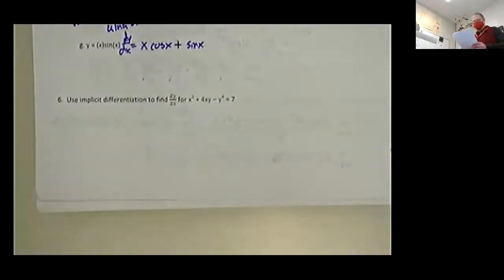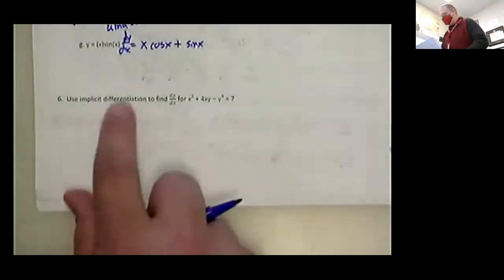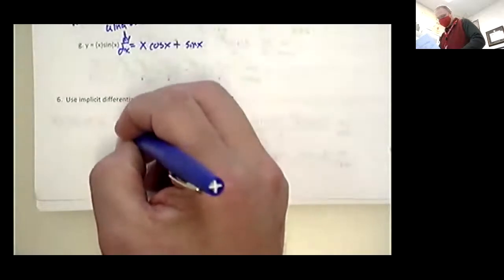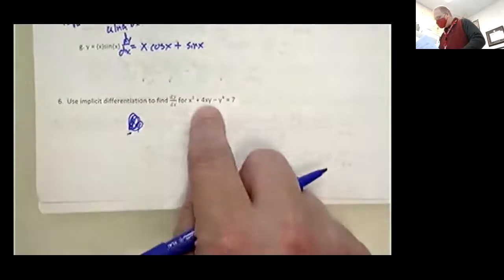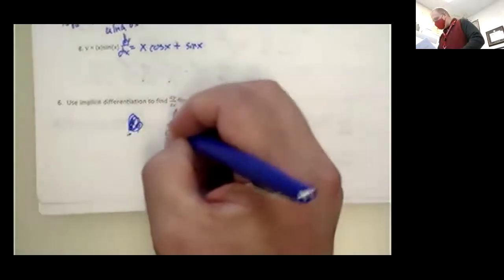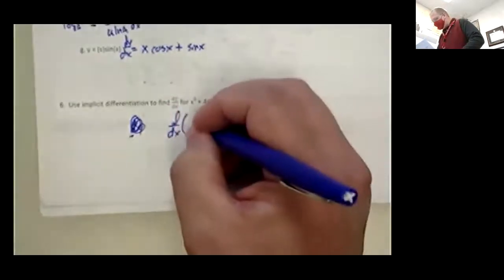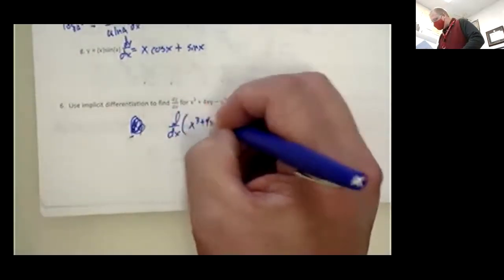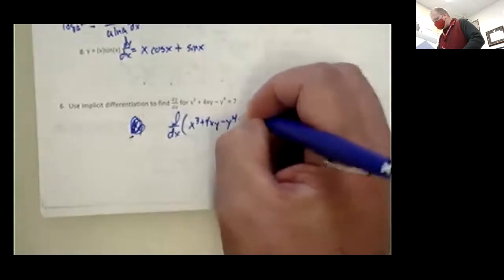Use implicit differentiation to find dy/dx. Here we have to use what, Sarah? The differentials for implicit differentiation. So here we go. For this equation, dy/dx, we're going to take d/dx of this whole thing: x cubed plus 4xy minus y to the 4th equals 7.